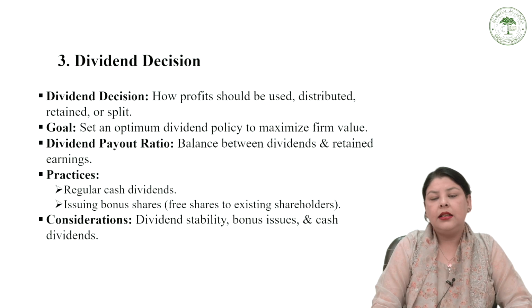Dividend decision is another important function. Here, the financial manager decides whether to distribute profits, retain them, or split between the two. The goal is to set an optimum dividend policy that maximizes firm value. Usually, companies pay profits as cash dividends or give bonus shares, which are extra shares given free to existing shareholders. While doing this, the manager must also think about stability, making sure dividends are fair and consistent.